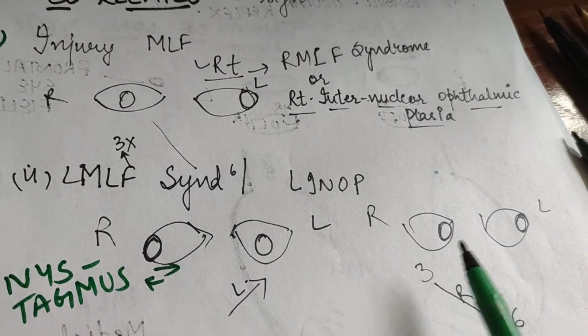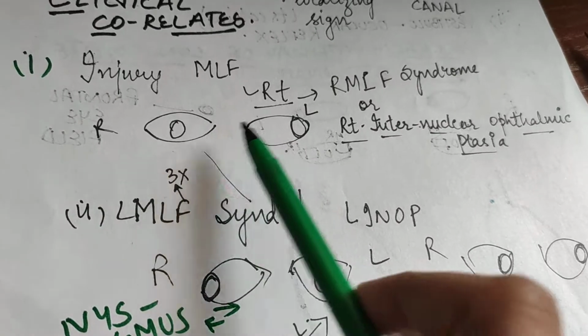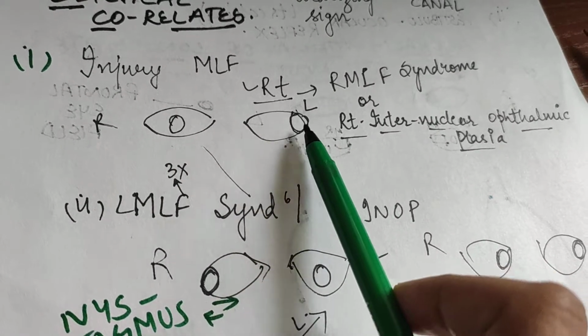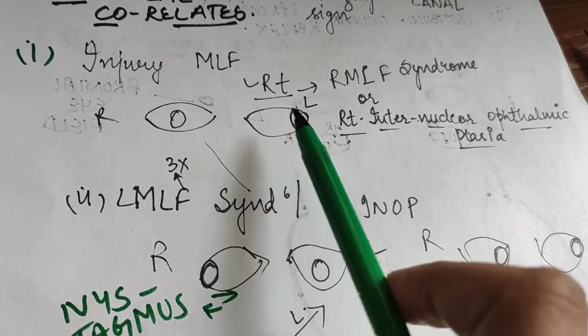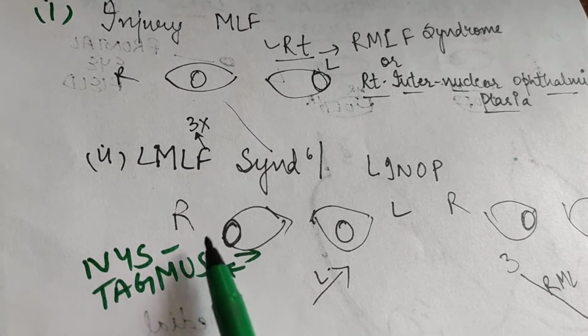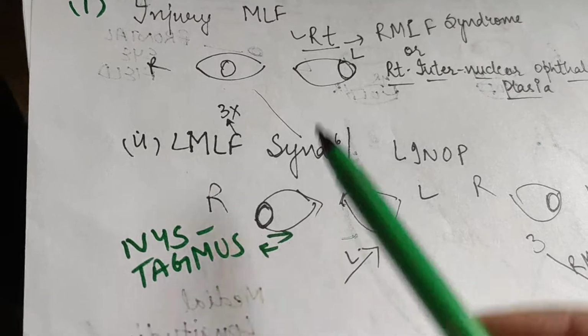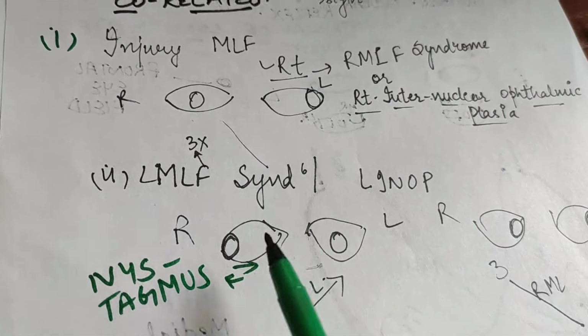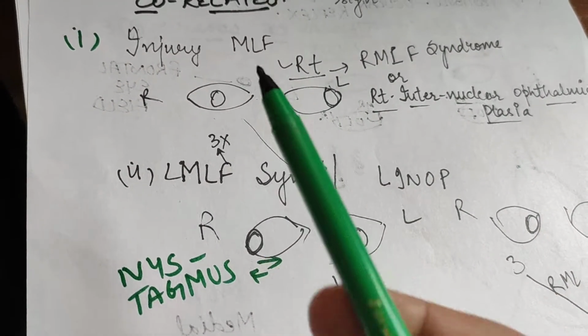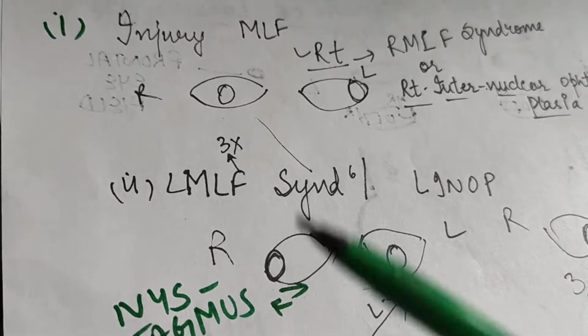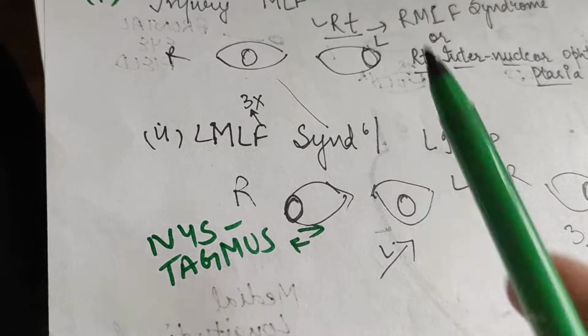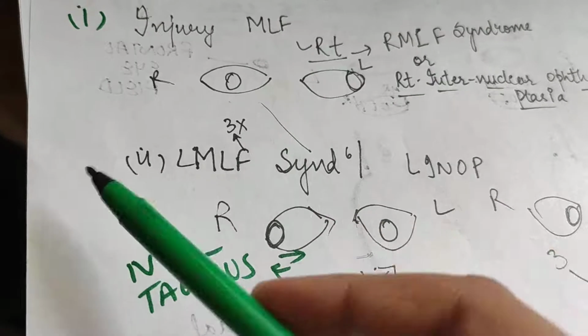So this kind of condition won't be there. If he wants to look towards the left, then this eye will abduct, but this cannot. If he wants to look towards the right, this eye will abduct, but this won't adduct. Means there will be no adduction in either direction. He cannot look properly if he wants to look towards either side.